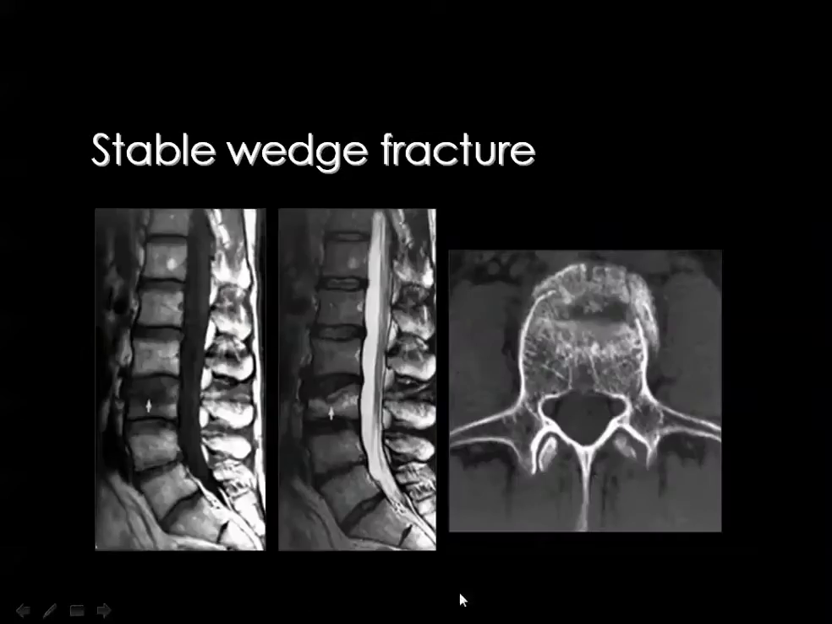And this is also an example of a stable fracture of L3 vertebral body. You see depression of the superior end plate, wedging of the anterior aspect of the vertebra, but the posterior aspect of the vertebra is intact. There is no encroachment on the spinal canal. The vertebral body shows diffuse or heterogeneous low signal in the T1 and high signal in the T2, representing bone marrow edema. And this arrow points to this fracture line, which is clearly seen also in the corresponding axial CT image.